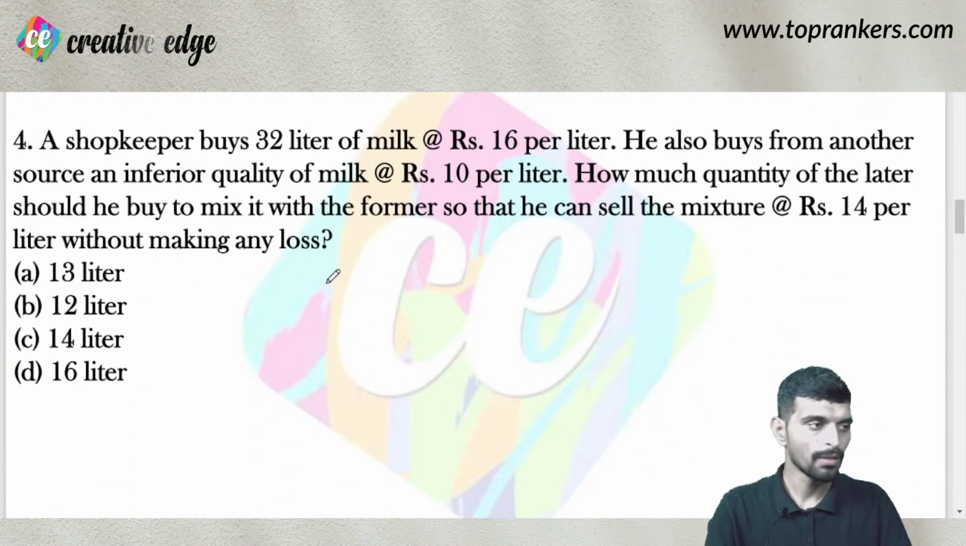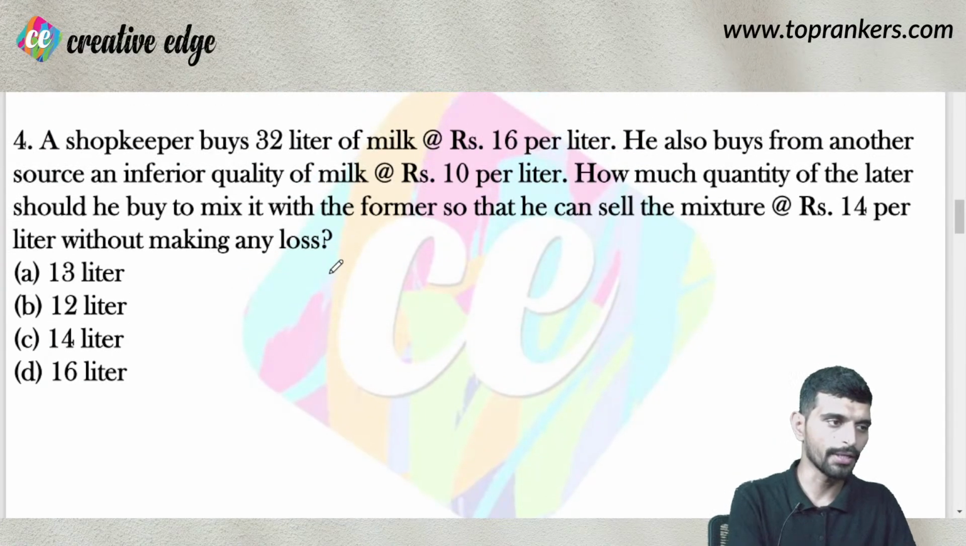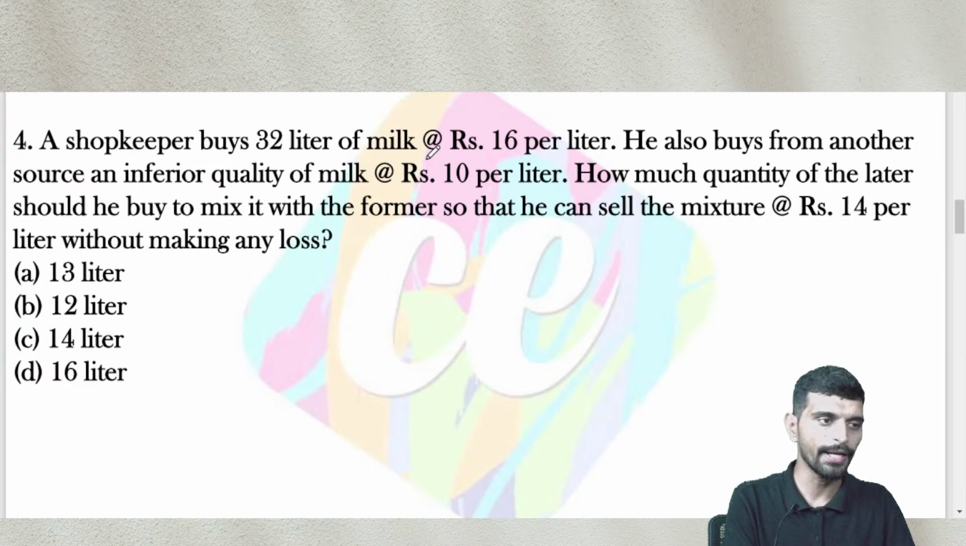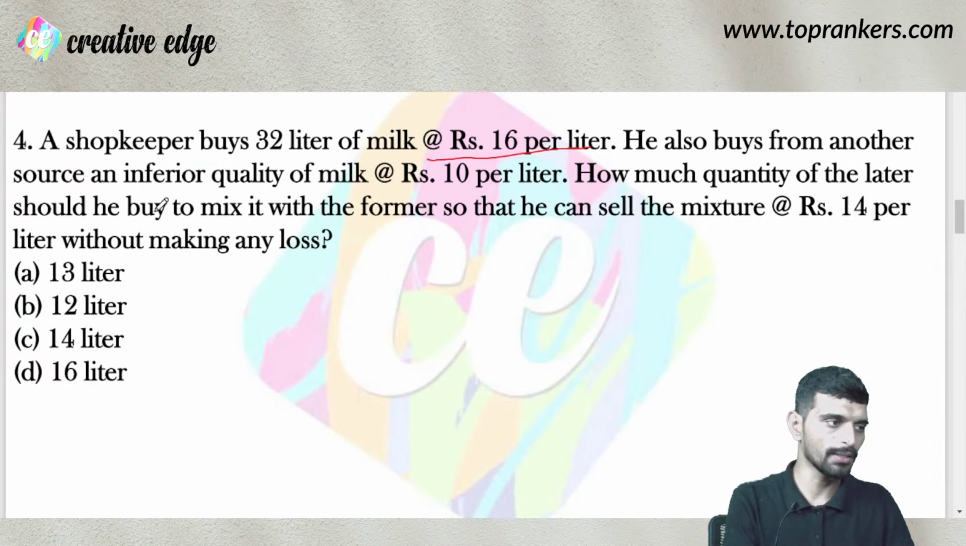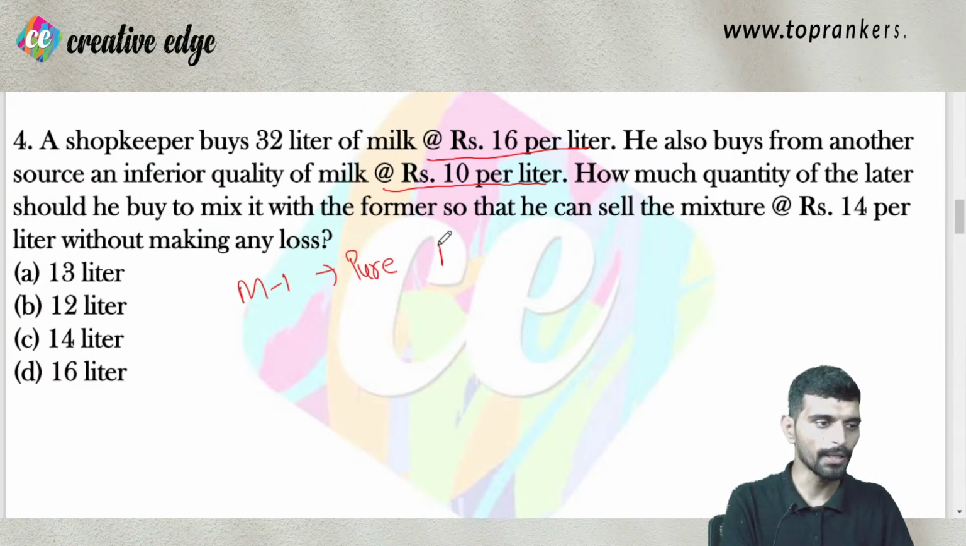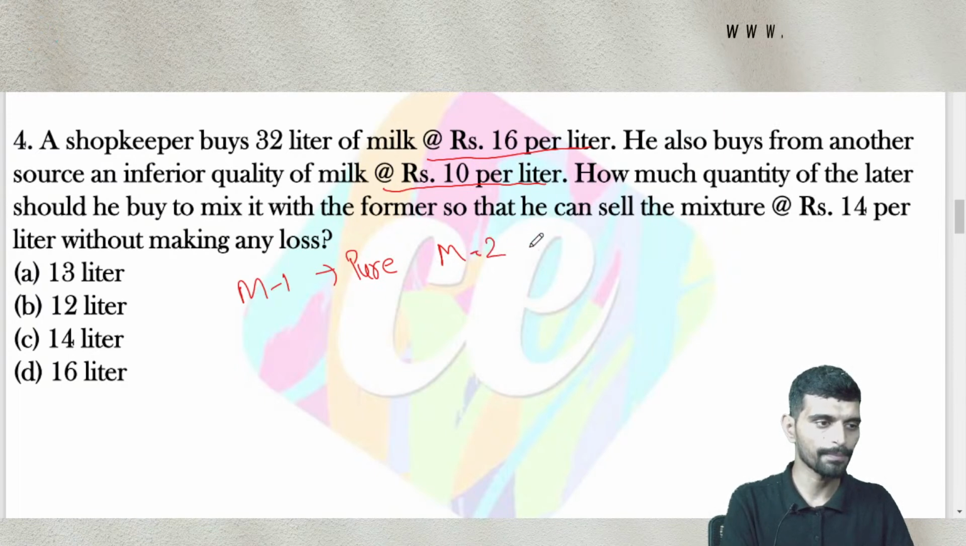Question number 4 says a shopkeeper buys 32 liters of milk at rupees 16 per liter. He also buys another source of inferior quality of milk at rupees 10 per liter. So there are two types of milk. Milk 1 pure, milk 2 inferior.